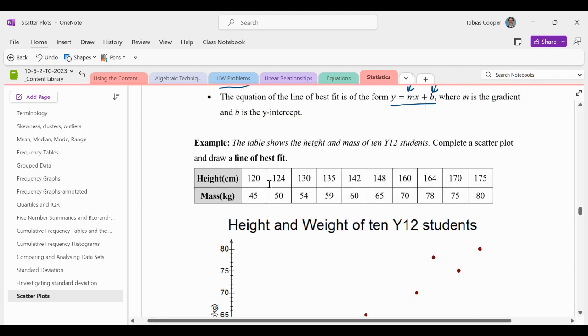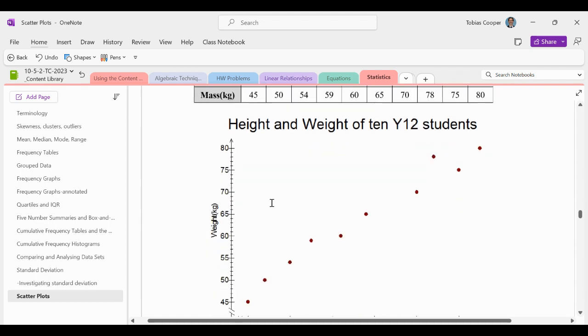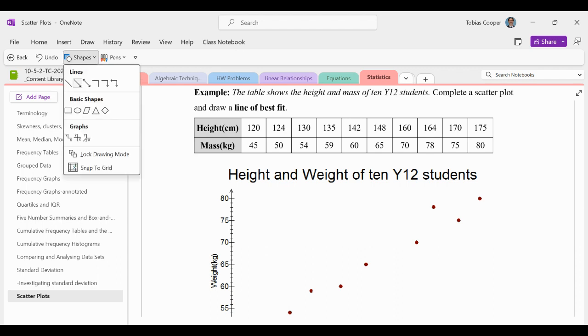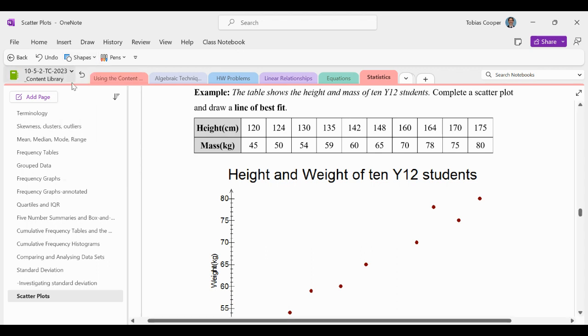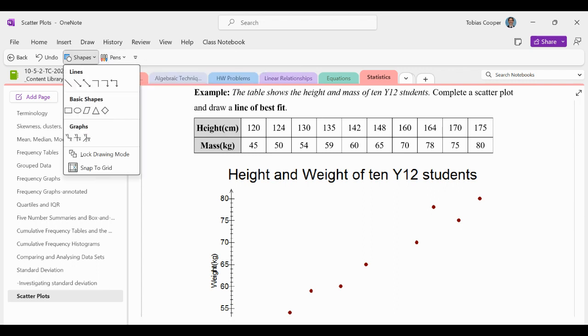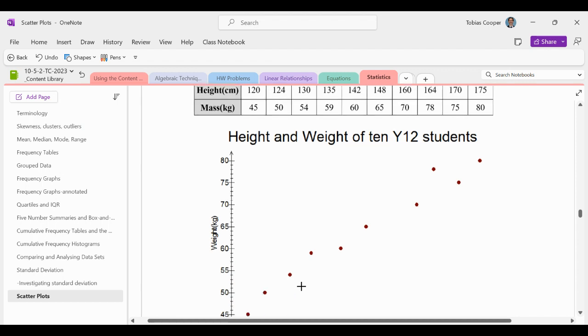Okay, so here we've got a whole lot of points, heights and masses, and we've plotted these as a scatter plot here. Your job is to draw a line of best fit. So you've got to get your ruler out for this, and when you get your ruler, you're going to try and get as many points close to the line as possible. So let's have a look.